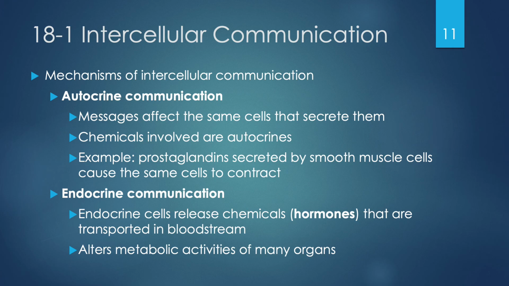And then lastly, the last mechanism is endocrine communication, which is the basis of our discussion today. That is when we have endocrine cells releasing chemicals called hormones into the bloodstream. That means the chemical can be dispersed throughout the bloodstream, throughout our body, to anywhere the blood will go. And this will affect the metabolic activities of many different organs and many different tissues.